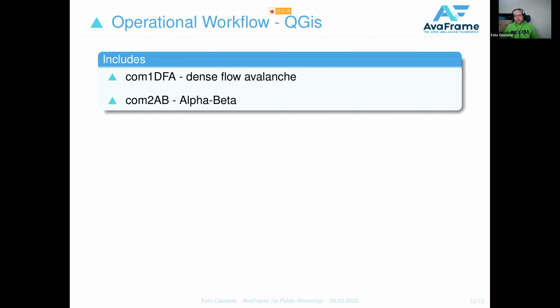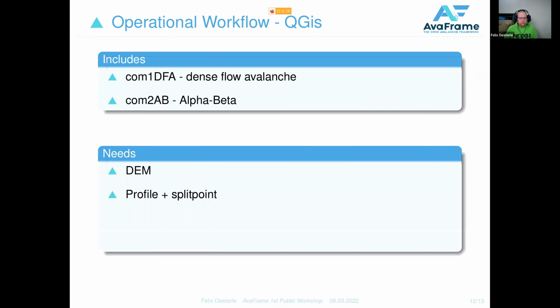Okay, and with this, I'm going to go over to the operational workflow of QGIS. The operational workflow of QGIS includes, at the moment, 2 modules. One is the com1DFA, so this is dense flow avalanche information, and then the second one is the com2AB, the alpha beta statistical model that's in there.